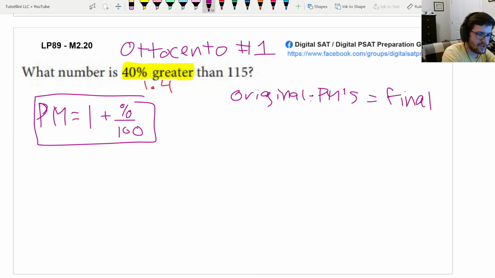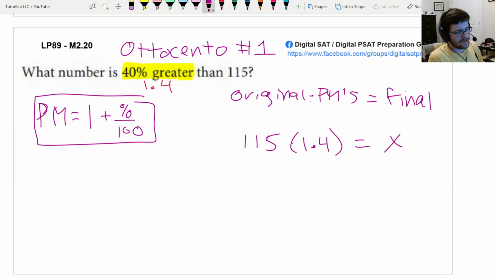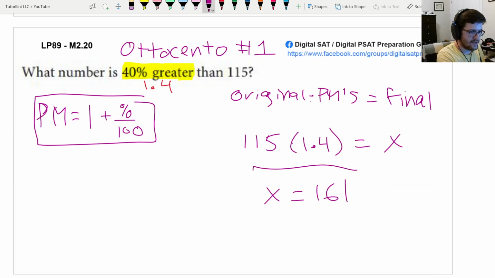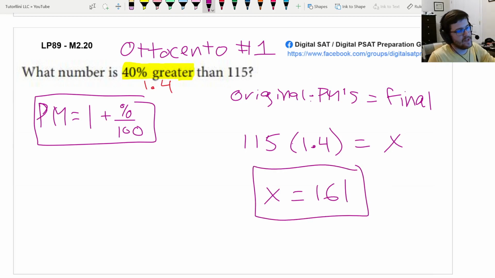So the original is 115. The percent multiplier is 1.4. And the final is what we're trying to find, what number. So I'm going to call that X. Let's do 115 times 1.4. That's 161. So the answer to this one is 161. So for an increase, you do 1 plus the percent divided by 100. And for a decrease, you do 1 minus the percent divided by 100.